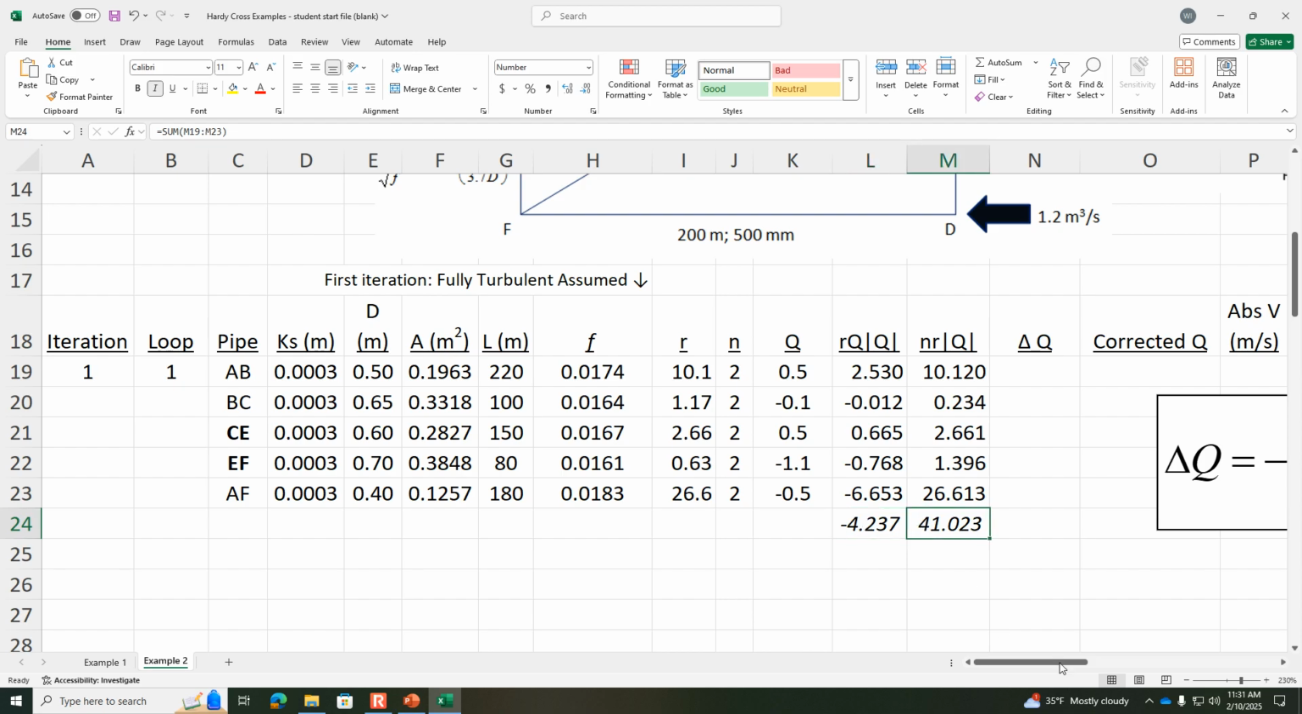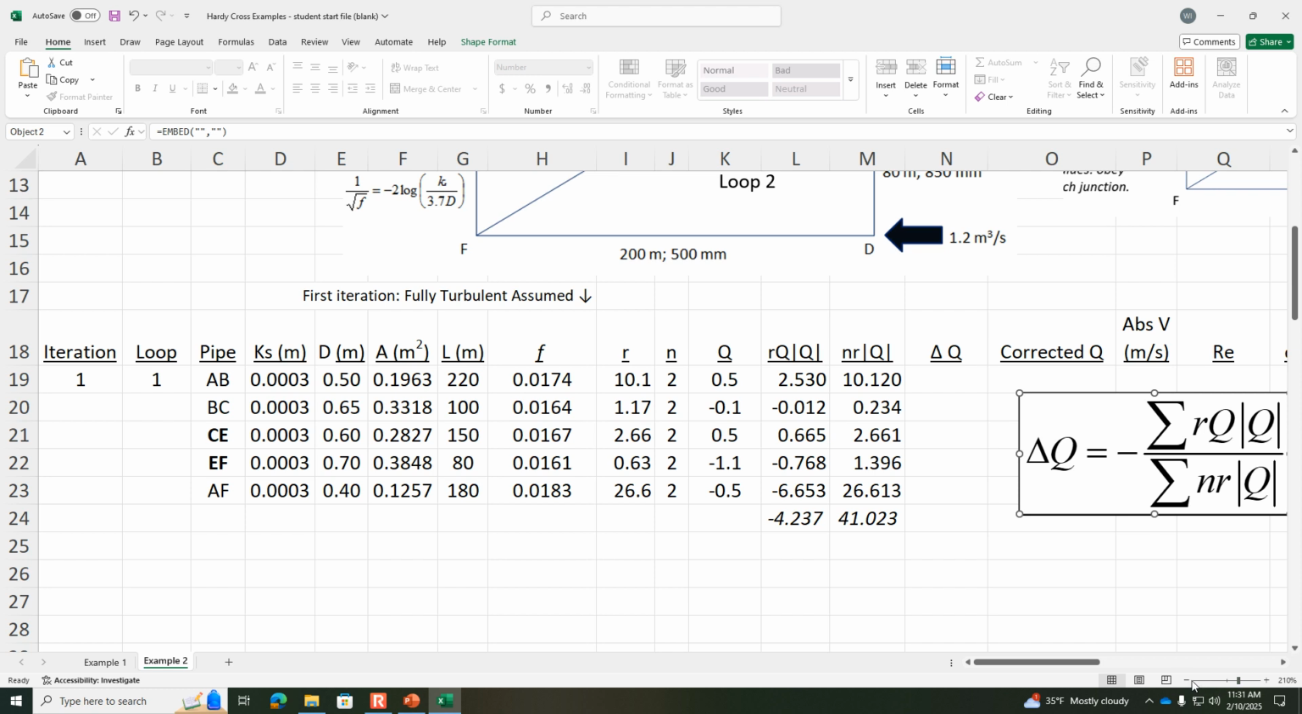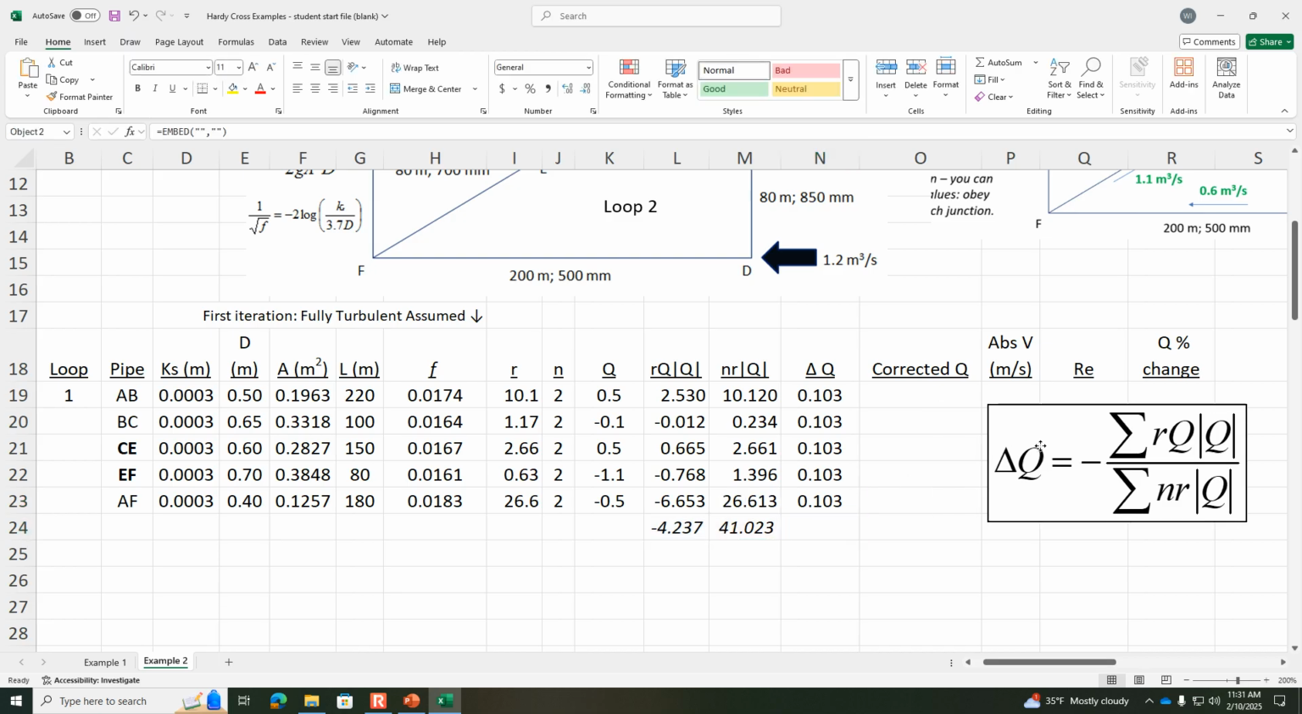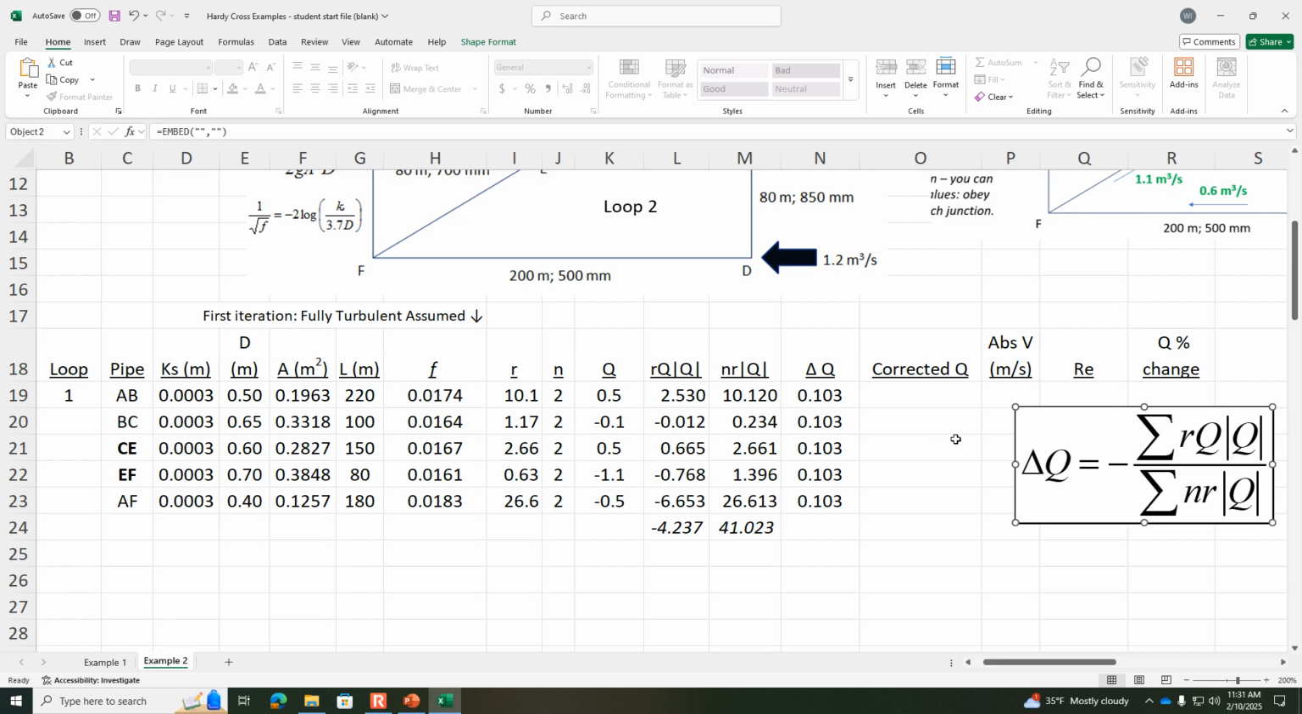Okay, so once you've got the numerator and denominator, then we're going to calculate the delta Q for each row. We're going to take the time to type this formula in over and over. We're not going to anchor the references because we want it to be a relative reference in subsequent iterations. So equals minus this one as the numerator divided by that as the denominator, and just repeat it for each row. Okay, so that's the delta Q, the correction factor. And then to find the corrected flow rate, it's your initial guess plus the delta Q, which gives you the new updated flow rate.